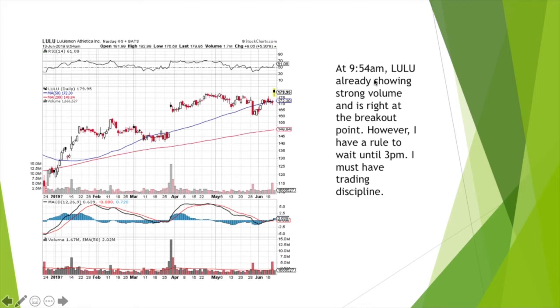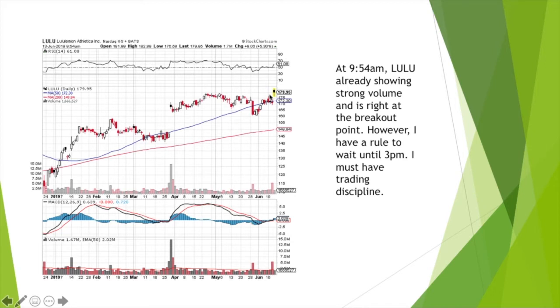So here's 9:54 a.m. You see Lulu's breaking out right above the 179, 180 area, really about to head higher. Nice volume. So look at this. Average volume is 2 million. It's already at 1.67 million at 9:54. So the volume is on track to be pretty good. It's near the breakout range, so that's good.